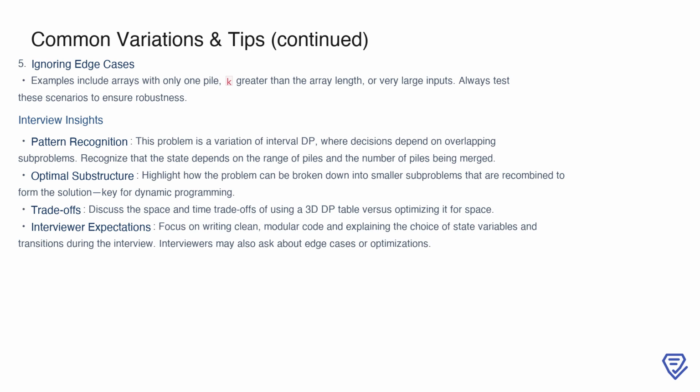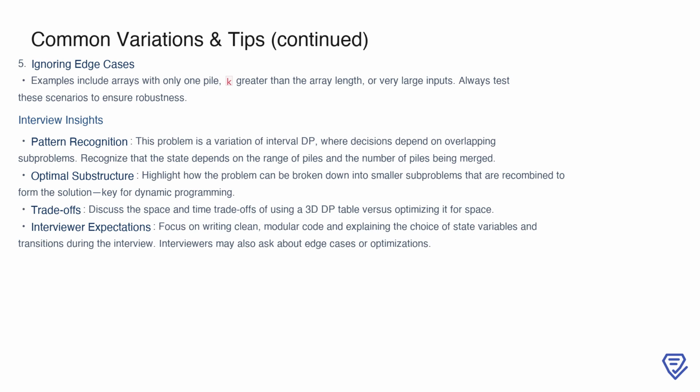From an interview perspective, this problem is a great opportunity to demonstrate pattern recognition. It's a classic interval dynamic programming problem, where decisions for merging depend on overlapping subproblems. Highlighting this connection and explaining how the state depends on the range of piles and the number of piles being merged is essential. This also ties into the concept of optimal substructure, where the solution can be built by combining results from smaller subproblems. Interviewers often appreciate candidates who can articulate these concepts clearly.